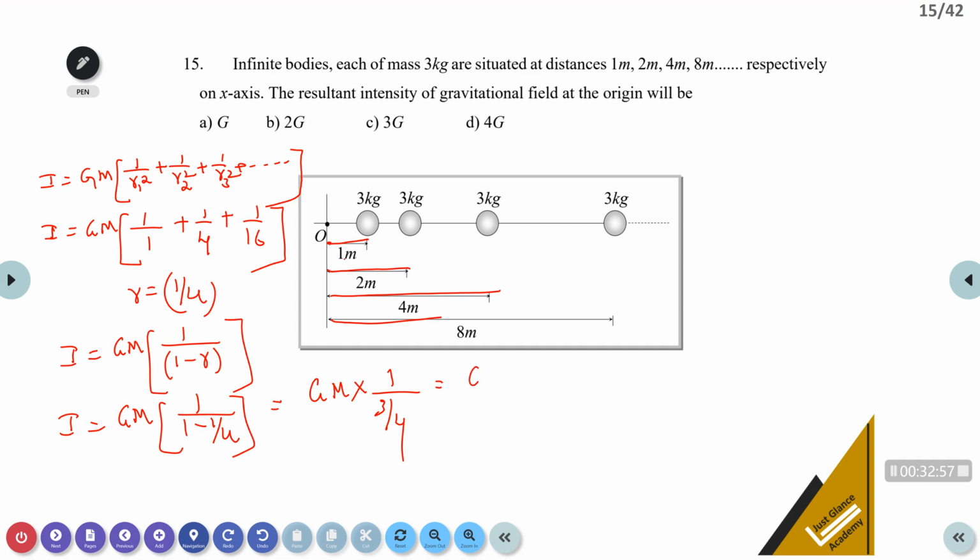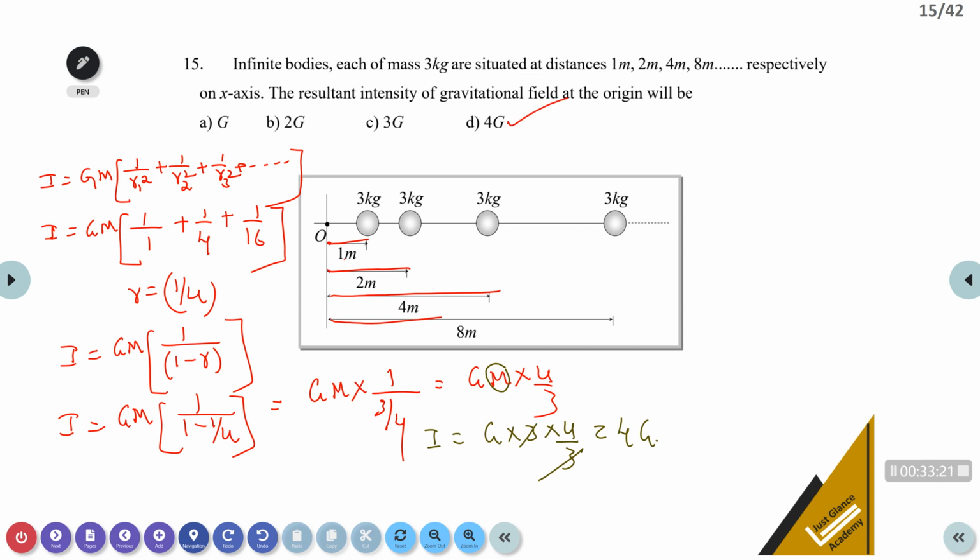Can I write in this form? G into M divided by what? 4 by 3. But here the mass is given. What is the value of mass? 3 kilogram. So I equals G into 3 into 4 by 3. This cancels. It becomes 4G. This is the right answer.